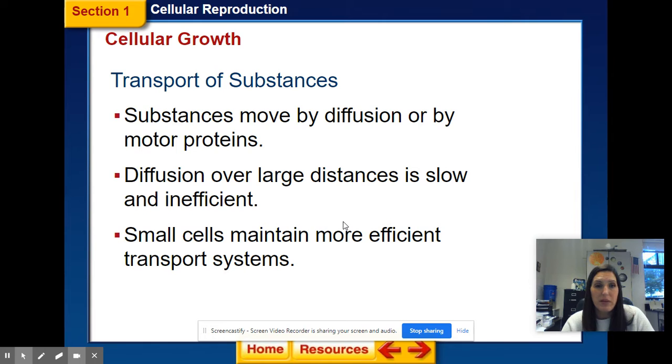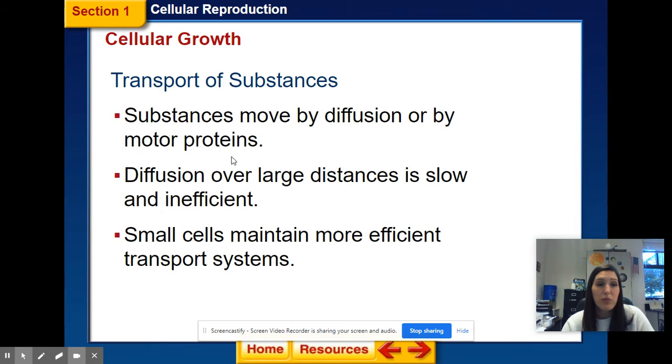Right? Transport of substances. Transport moves by diffusion or by motor protein. Pause. Diffusion. Do you remember what type of transport that was? Passive or active? Hopefully you guessed passive transport. Remember, passive doesn't require energy. Our water diffuses this way, glucose, oxygen go by diffusion. Very simple through that plasma membrane.